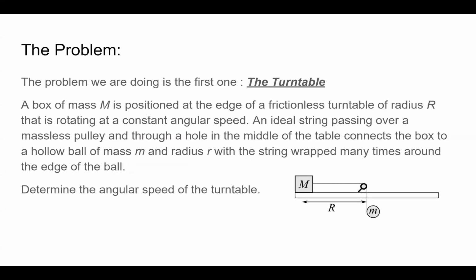The problem we chose is the turntable, and this is what we were given. A box of mass m is positioned at the edge of a frictionless turntable of radius r that is rotating at a constant angular speed. An ideal string passing over a massless pulley and through a hole in the middle of the table connects the box to a hollow ball of mass m and radius r, with the string wrapped many times around the edge of the ball. And we need to find the angular speed of the turntable.